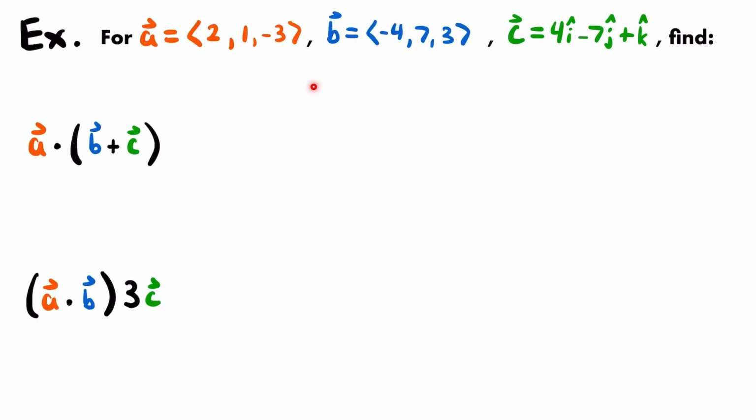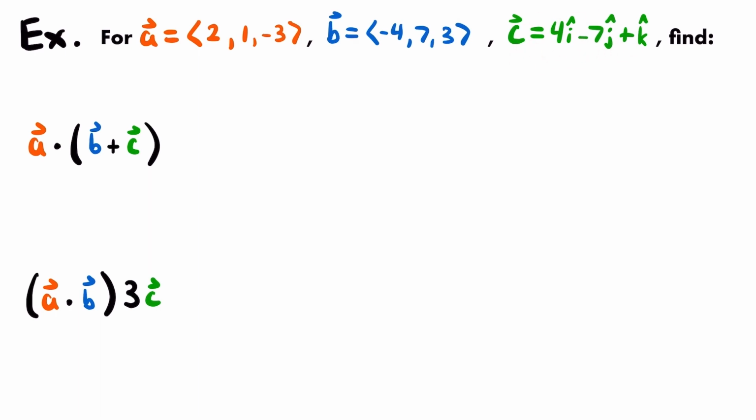All right, so here's our example problem. We have vector A, which is the position vector of the point 2, 1, negative 3, vector B, which is the position vector of the point negative 4, 7, 3, and vector C, which is equal to 4i minus 7j plus k. We want to find the following. And I actually have a third thing that we want to find as well, but I'm going to wait to show you that one until we complete these two right here. Okay, so we have 3 different vectors. 2 of them are given to us in the standard component notation, and then we have this third one given to us in the standard unit vector notation.